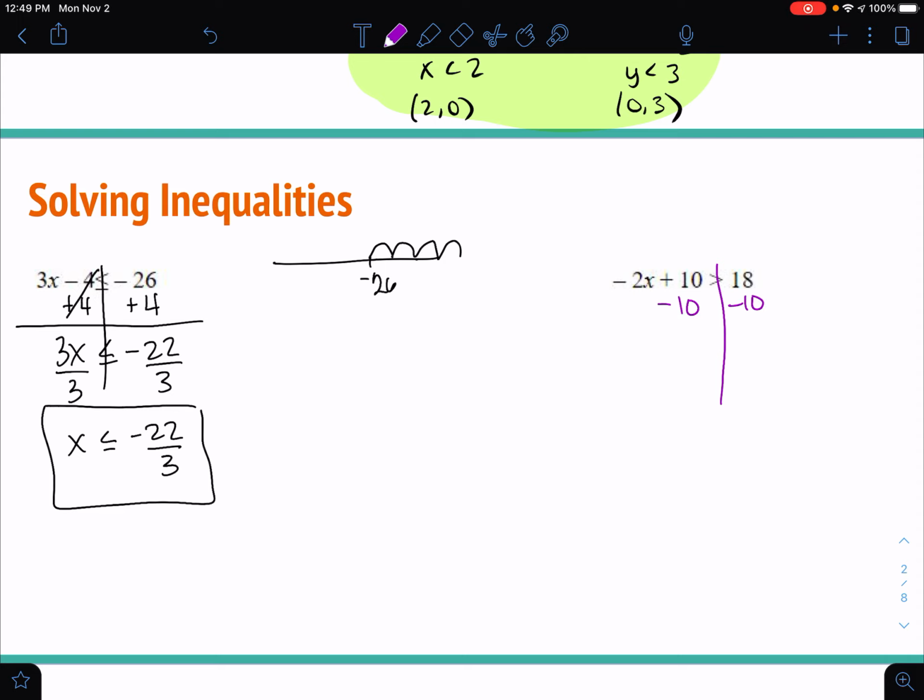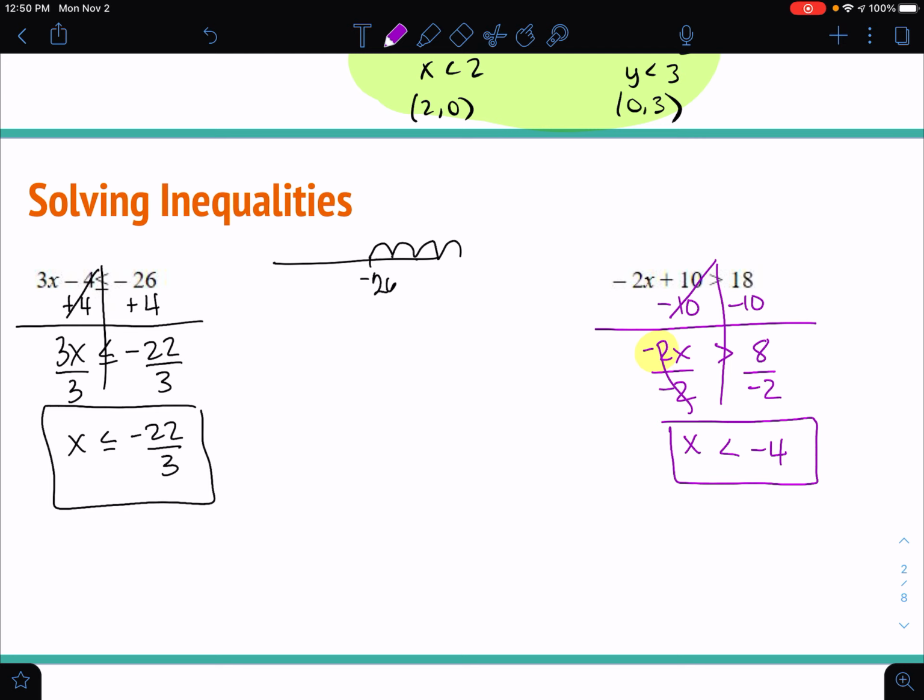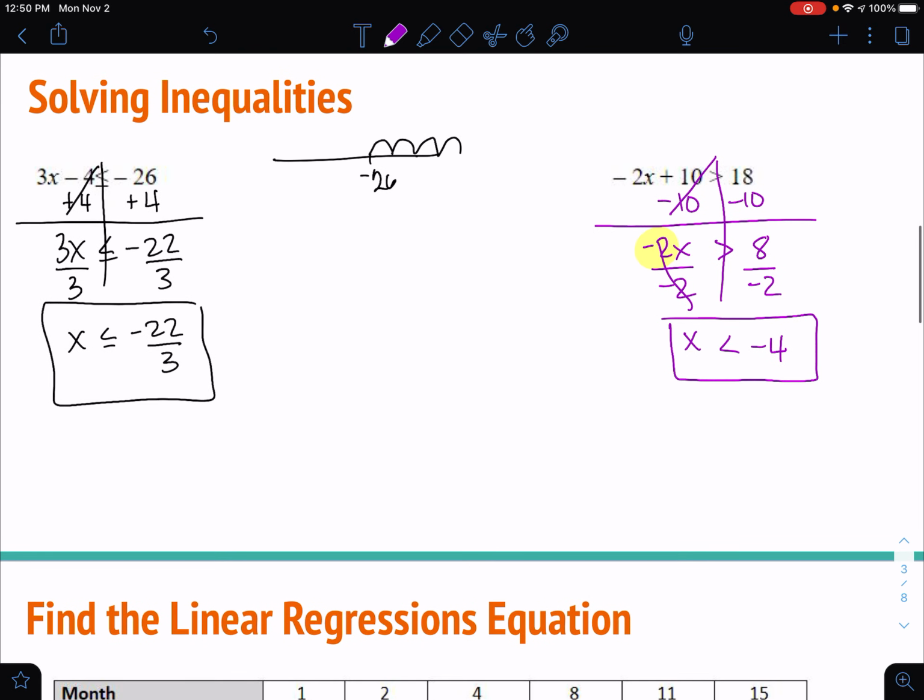Minus 10, minus 10. I'm left with negative 2x is greater than 8. Now, this is where you have to be careful when you're solving inequalities. Anytime you're forced to multiply or divide by a negative number, your sign has to get flipped. So if I divide by negative 2, the 8 is going to become a negative 4. I have to also change that sign to be a less than sign. So any number less than negative 4 will work in this situation.